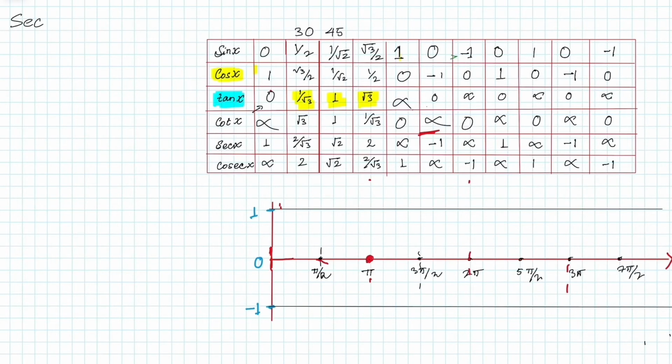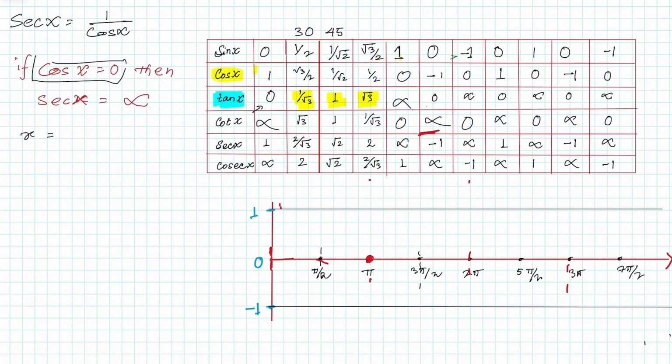Now let me show you how to draw the graph of sec x. We know that sec x is equal to 1 by cos x. Okay, so if cos x is equal to 0, then sec x is not defined. Okay, and the points where cos x is equal to 0, we have already discussed: at x is equal to (2n plus 1) into pi by 2, at those points of x, cos x is 0.